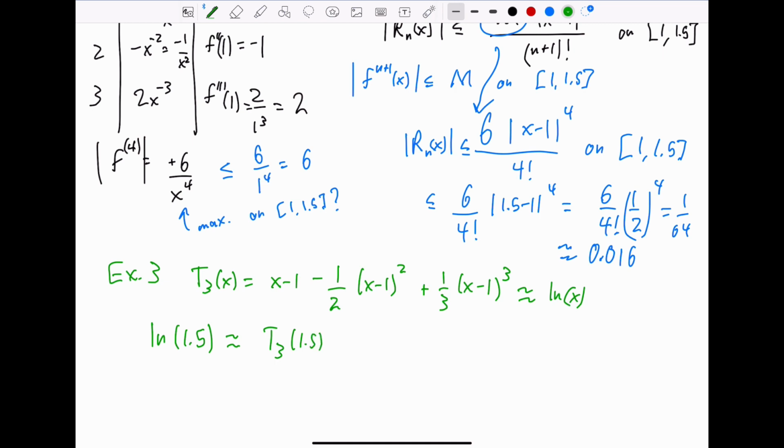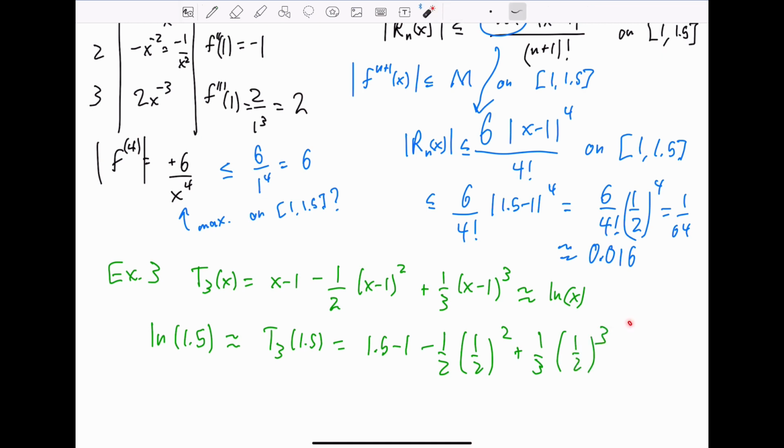We're going to plug in 1.5 for x. So we have 1.5 minus 1 minus 1/2. And notice in the parentheses here, 1.5 minus 1, that's always 1/2. So instead of writing 1.5 minus 1, I'm just going to write 1/2. So 1/2 squared plus 1/3 times 1/2 cubed.